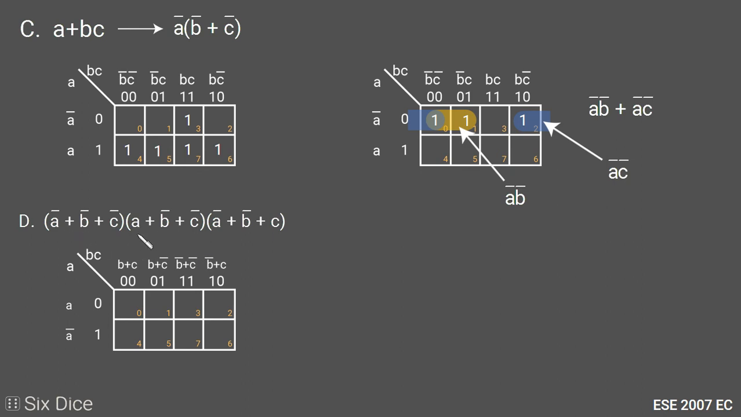Now for option D, it is given in POS form, meaning product of sum form, so we will use the product of sum K-map here. In product of sum convention, we use the normal form of our variable whenever it takes 0 value, and we use a bar over our variable when the variable takes a 1 value, and we use an OR operation here. So 00 will become B plus C, 01 will become B plus C bar, 11 becomes B bar plus C bar, and 10 becomes B bar plus C.